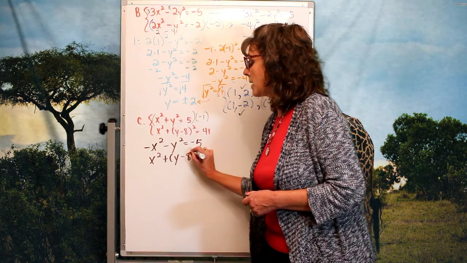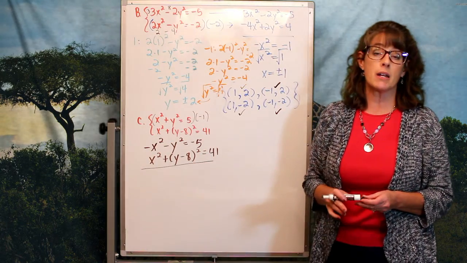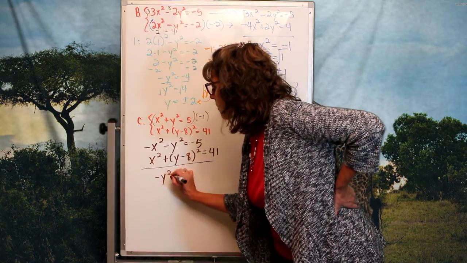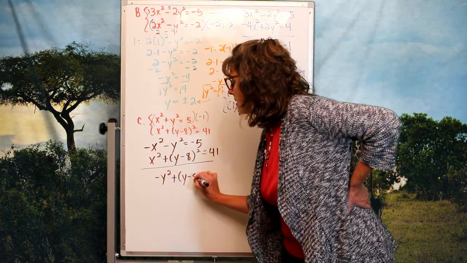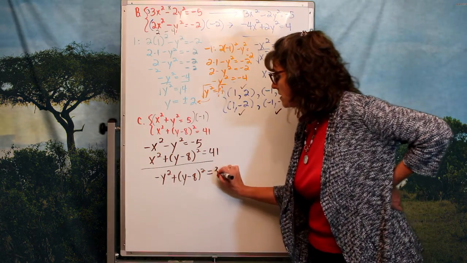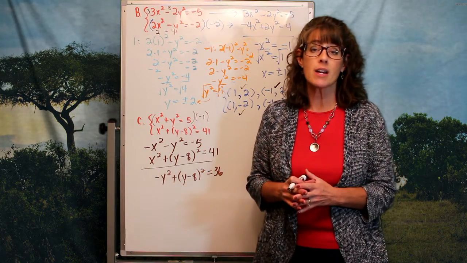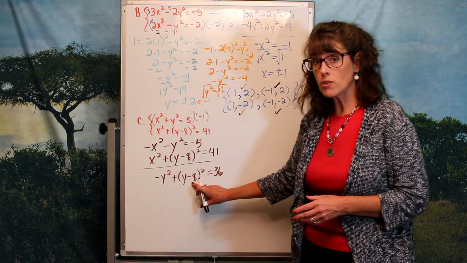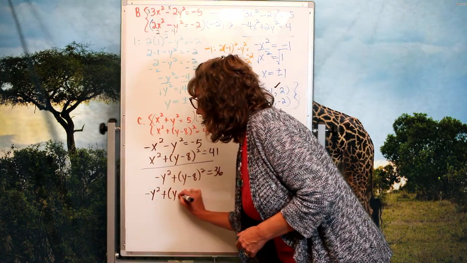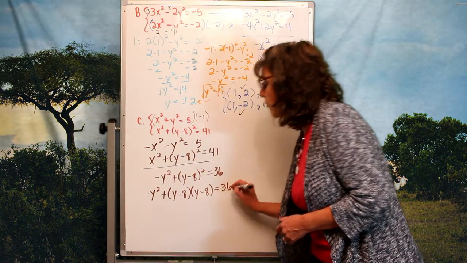And even though I'm a little nervous, I'm feeling a little heavy on this one, at least when I add it up, I can eliminate those x squareds. So I will be left with a negative y squared plus a y minus 8 squared, and a negative 5 plus 41 will give me a 36. But notice I only have y's. When I only have y's, I can solve this. So I'm going to square this, which means it times itself. And when I do that, remember, it will end up as the extended distributive property, or foiling.